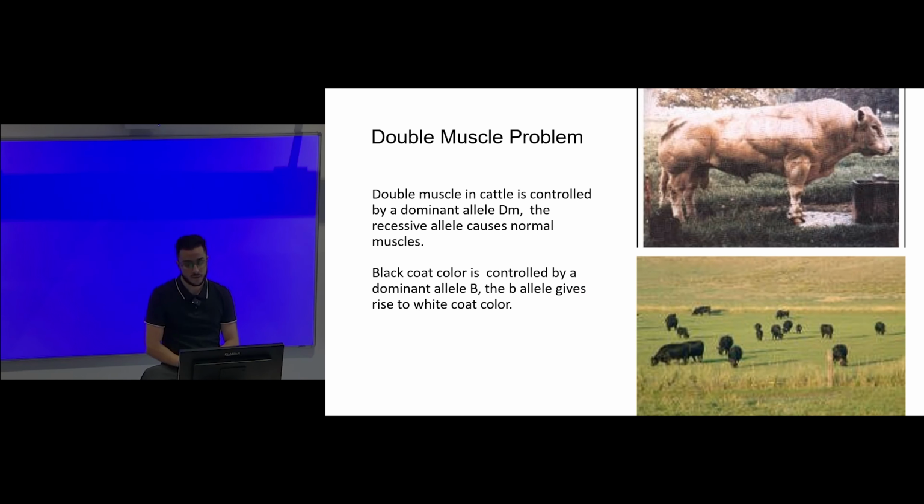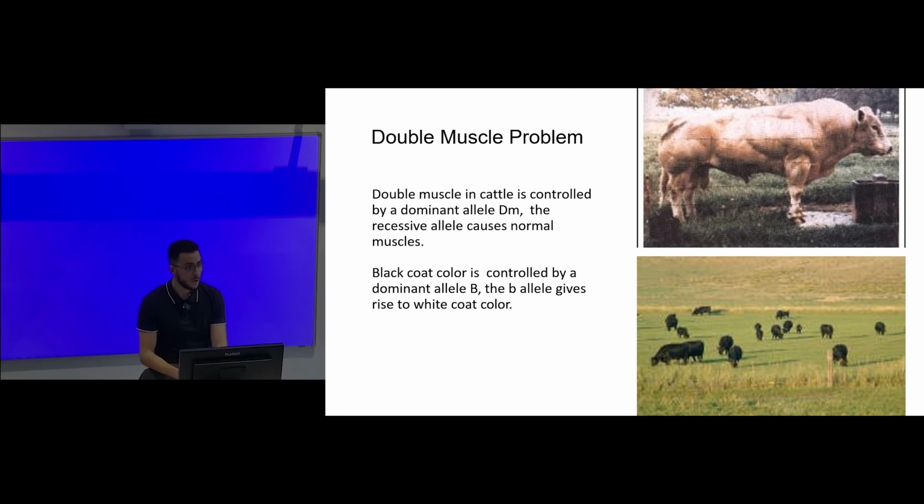Last part of the lecture. Okay, this double muscle problem. Okay, so there's this gene that makes the muscles of cattle much bigger. Okay, double muscle, right? And it's controlled by a dominant allele, DM. So if you get DM, you have more muscles. If you get the recessive allele, you'll get normal muscles. And then there's also a second gene for the coat of the cattle, okay, which is controlled by a dominant allele, big B. So if you have big B, what do you get? Dominant, right? So you get black fur. If it's small b, you get the white color.